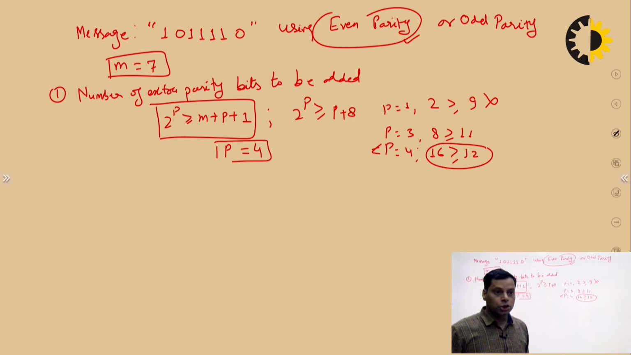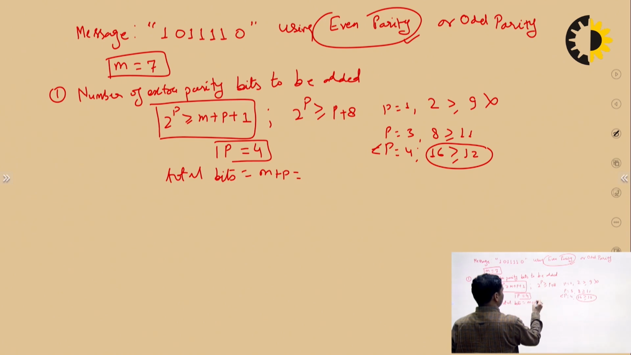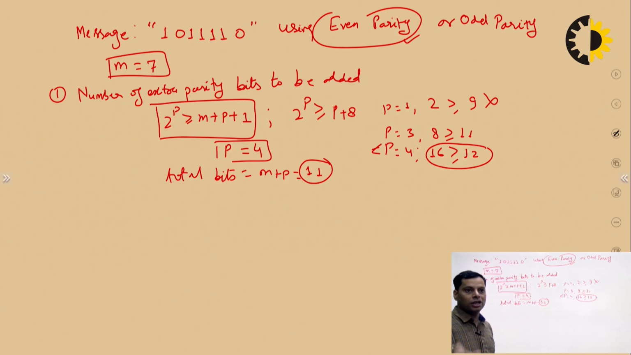So in this way, the total number of bits in the Hamming code which has to be sent is m plus p, equal to 7 plus 4, that is 11 bits. The Hamming code which has to be sent, including the parity bits along with this message, has a total length of 11 bits here. The next point that comes into the picture is the location of the parity bits.